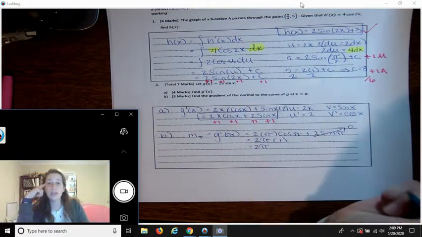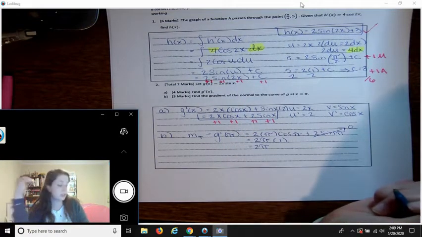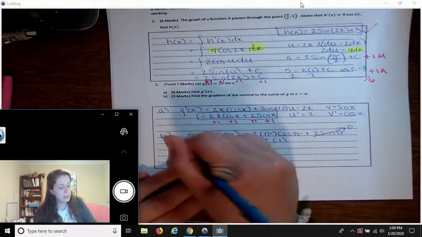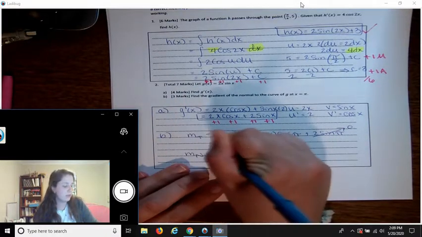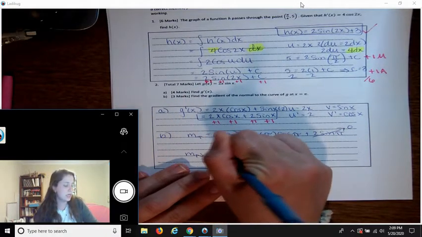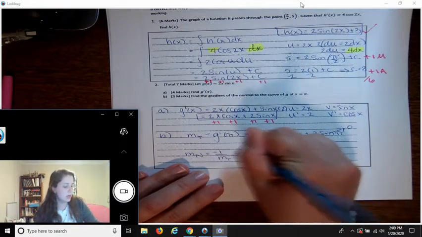Now we're looking for m sub n, which is the normal to the curve. Remember that m sub n is negative 1 over m sub t. So this is going to be negative 1 over 2 pi.